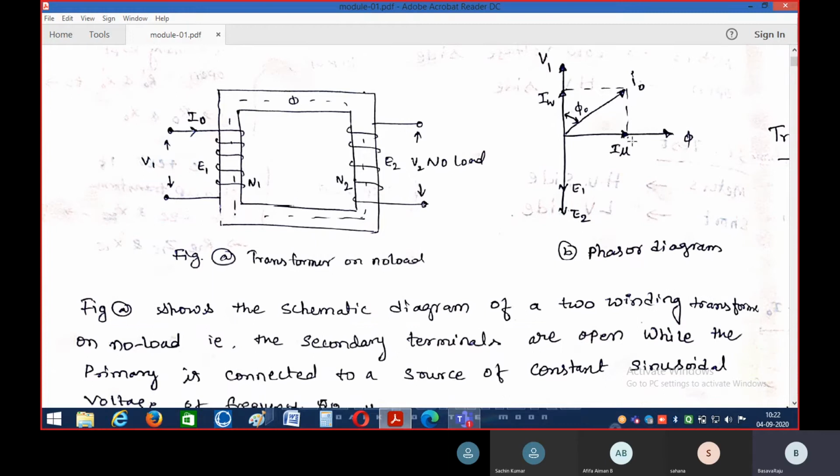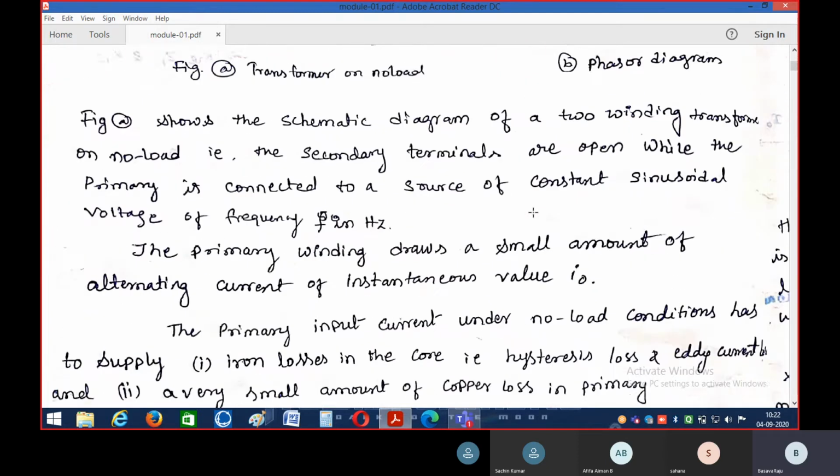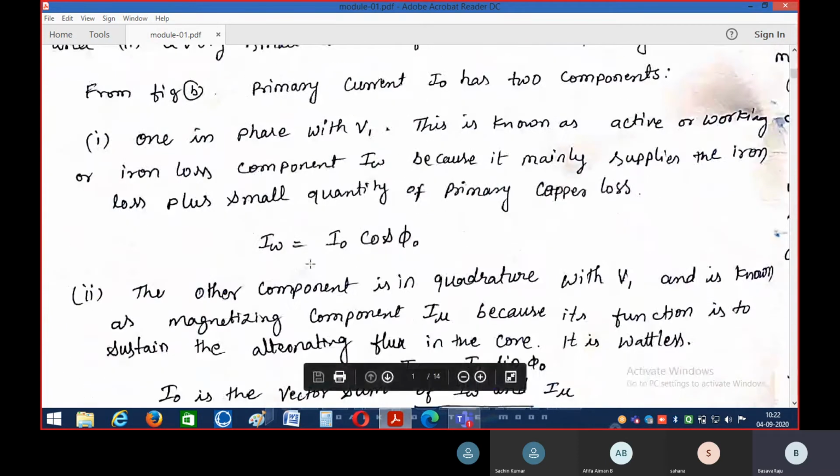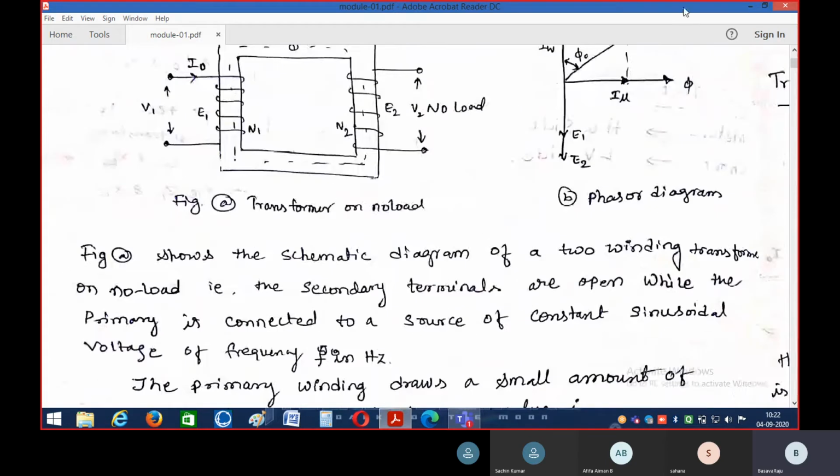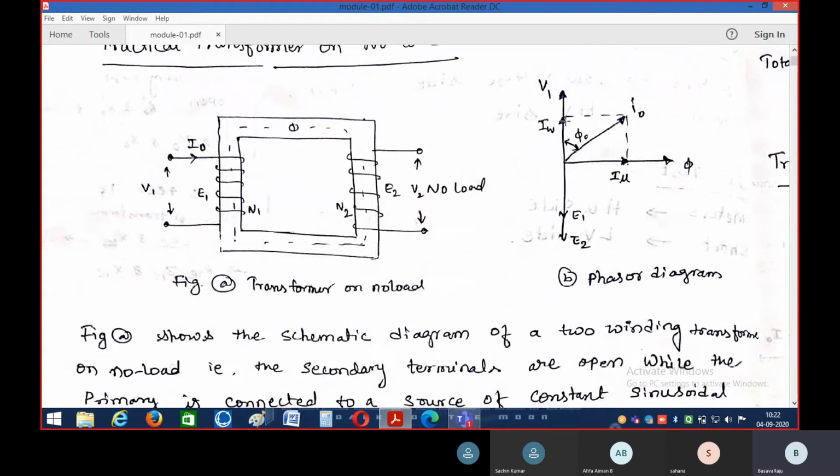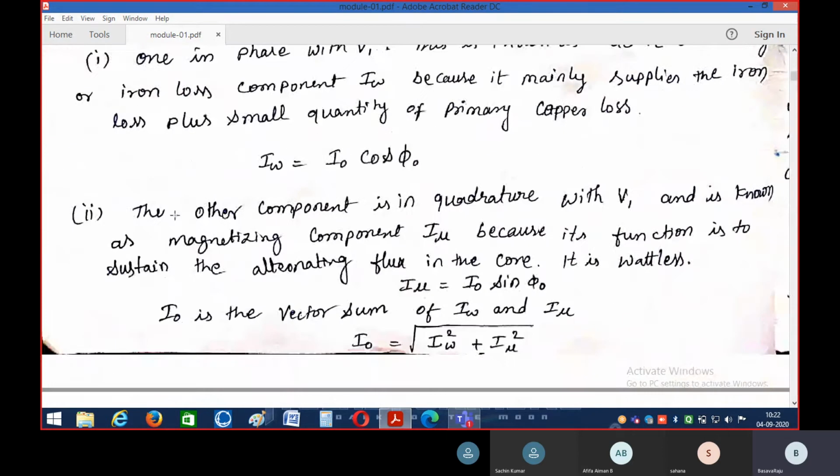From this vector diagram, what is IW equal to? If this angle is phi naught, take cos phi naught. Cos phi naught is IW divided by I naught, because I naught is the hypotenuse and IW is this vector, the adjacent side. So IW is equal to I naught into cos phi naught, which is what I have written here.